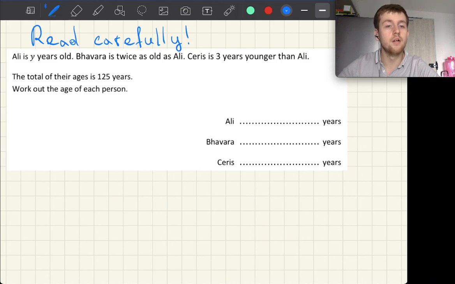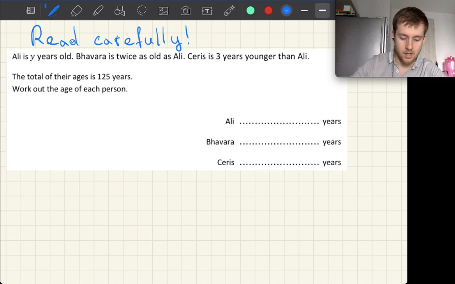Just read it carefully. So Ellie is 5 years old. Bavara, I hope I'm reading it right, is twice as old as Ali. Ceres is 3 years younger than Ali. The total of their ages is 125 years. Work out the age of each person. Interesting. Here we're already given the letter, which is a good thing. Ali is y years old.